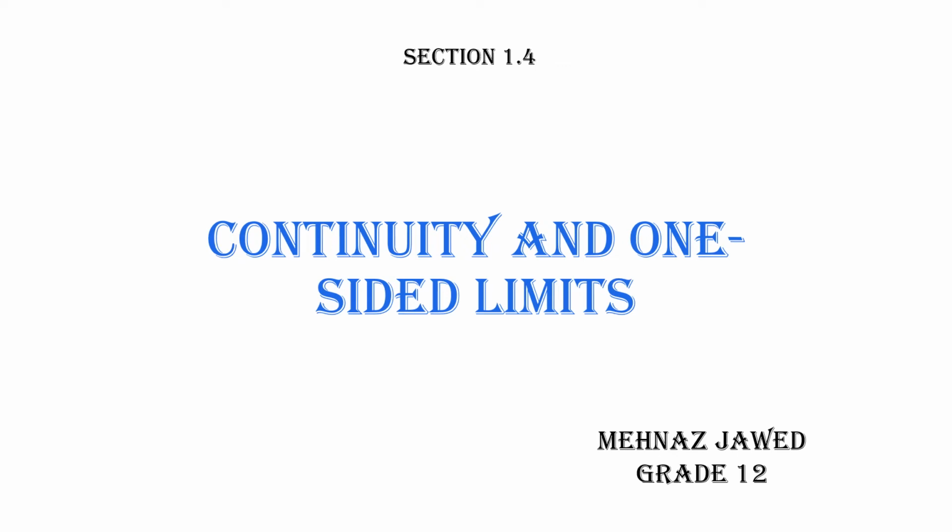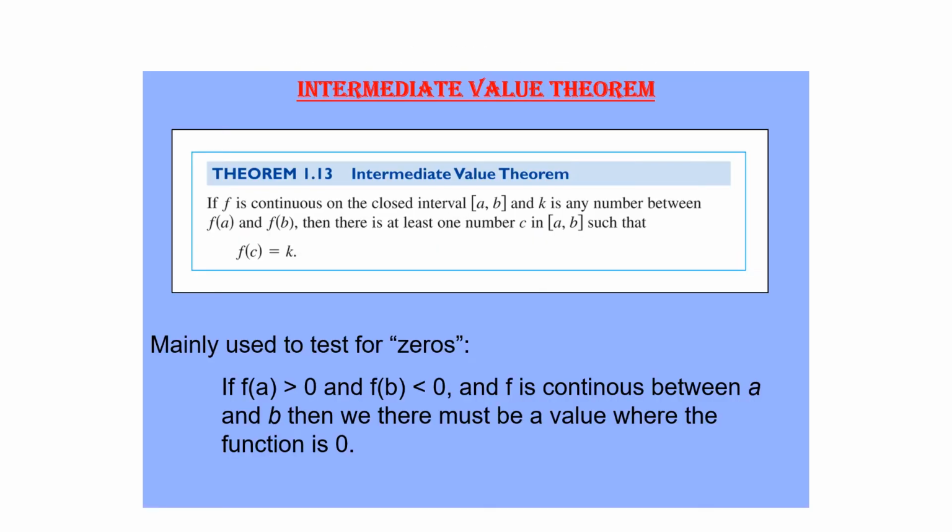So today we are going to learn about the intermediate value theorem. According to the intermediate value theorem, if the function is continuous on a closed interval [a, b], and k is any number between f(a) and f(b), it means the value of y1 and the value of y2, then there will be at least one number c in between a and b such that f(c) equals k.